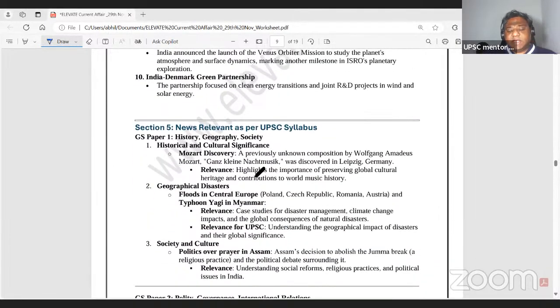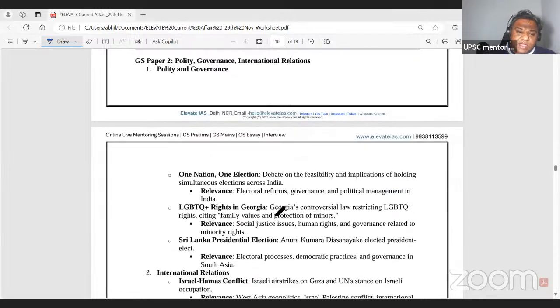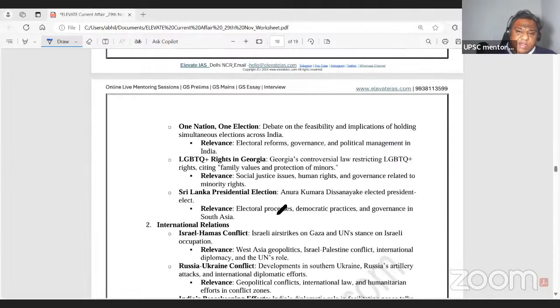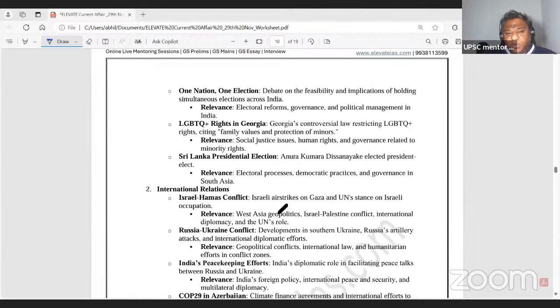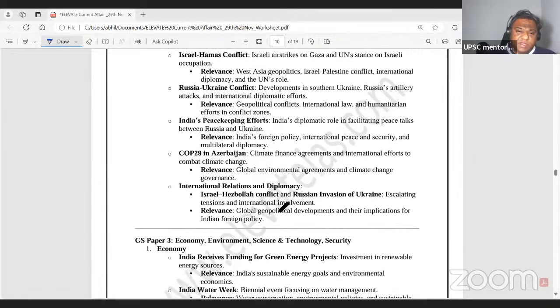Now you will see that in section 5, I have put the news as per the UPSC syllabus. As per the GS paper, I have taken the topics which are there in the newspaper and tried to put them category-wise. See, everything is not important, but knowing about them, having an idea, is definitely relevant for you. And this is something which happened during that duration. So hence, I put it over here.